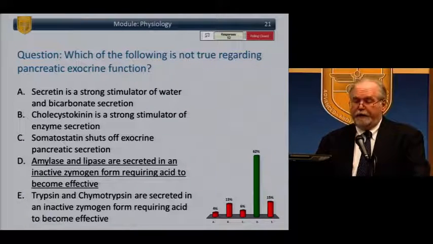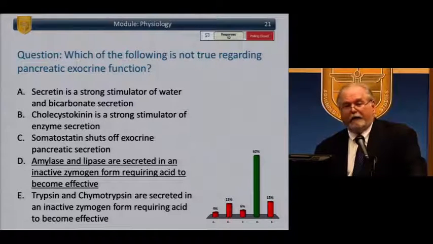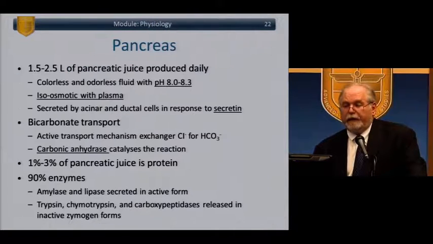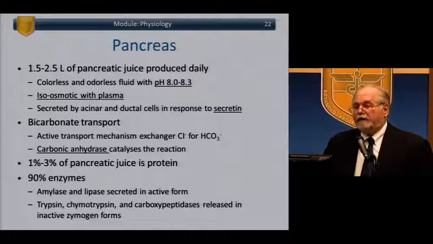And the answer is D. Amylase and lipase are not secreted in an inactive zymogen form, but they're actually released in active form as opposed to trypsin and chymotrypsin. So a few words about physiology of the pancreas. 1.5 to 2.5 liters of pancreatic juice produced daily. It's colorless and odorless. It has a basic pH. The only other body fluid that has a basic pH is saliva. It's isoosmotic with plasma and secreted by acinar and ductal cells in response to the use of secretin.